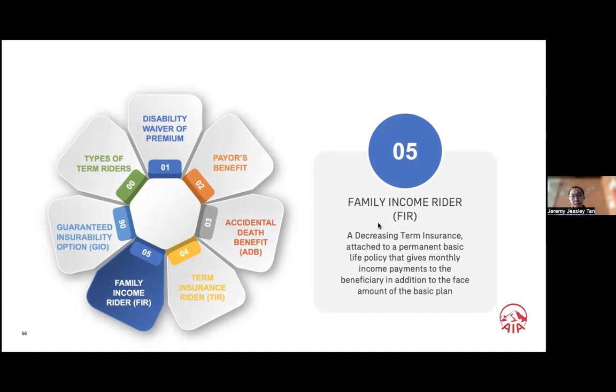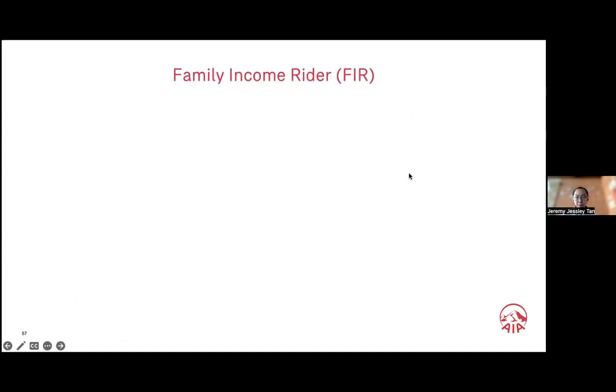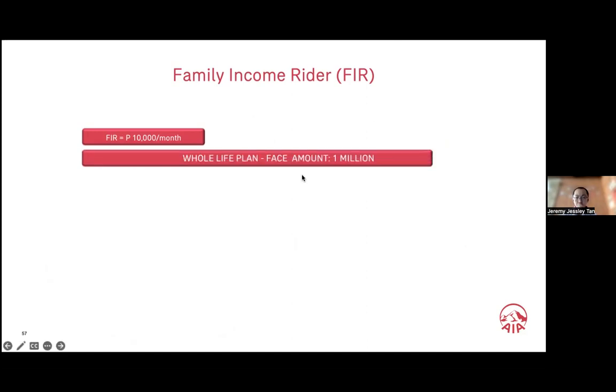Family income rider: a decreasing term insurance attached to a permanent basic life policy that gives monthly income payments to the beneficiary, in addition to the face amount of the basic plan. Okay, so how does the family income rider work? Let's say you attach a family income rider to your basic plan. Your basic plan, a whole life plan, has a face amount of 1 million. And then you attach a family income rider good for 10 years.